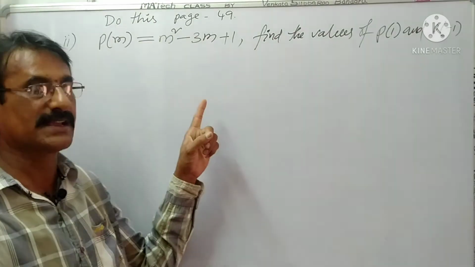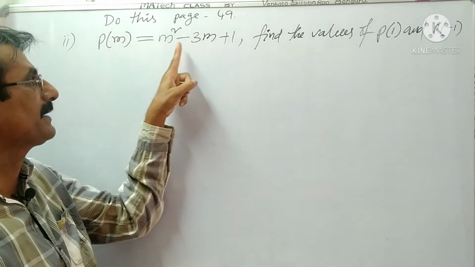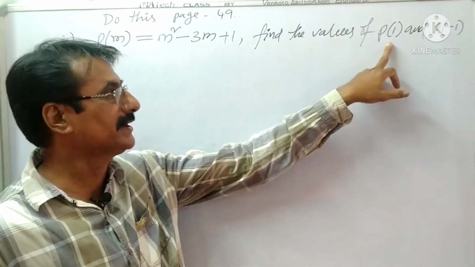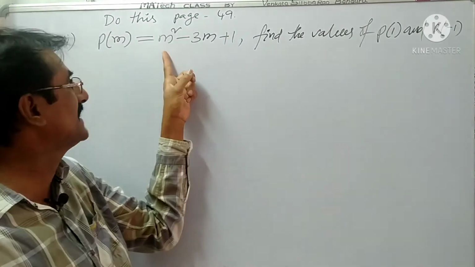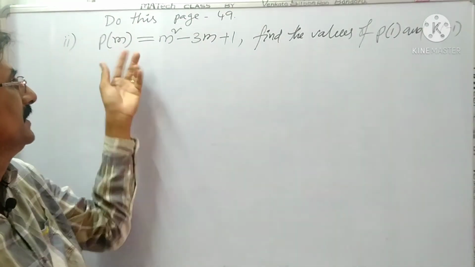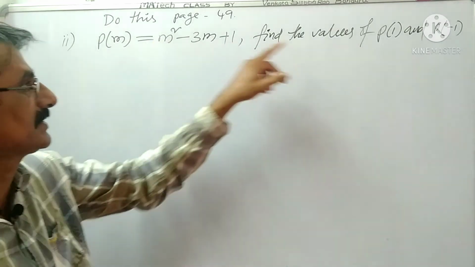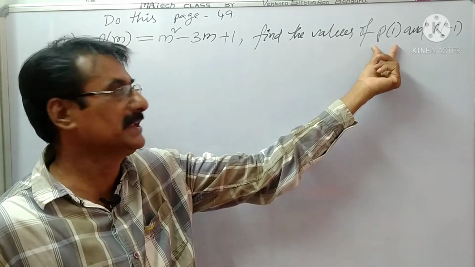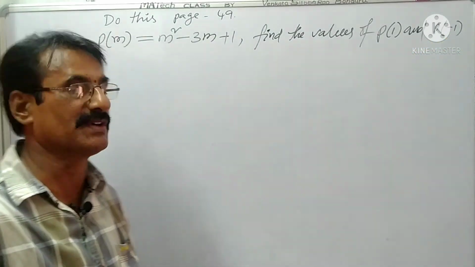Now observe the second sum, do it the same way. P of m equals m square minus 3m plus 1. Find the values of p of 1 and p of minus 1. That means just replace this m. Here is a variable m. It is a polynomial in variable m. Just replace m with 1 and minus 1. To find p of 1, replace with 1. To find p of minus 1, replace by minus 1.